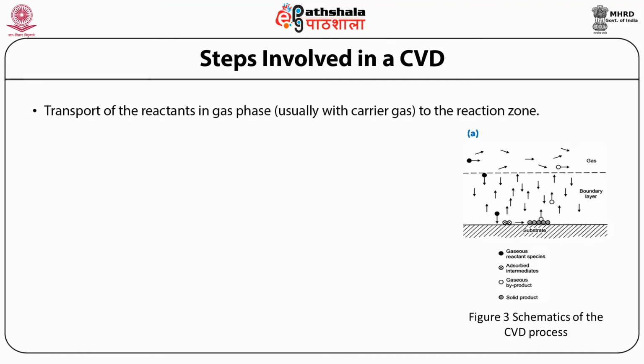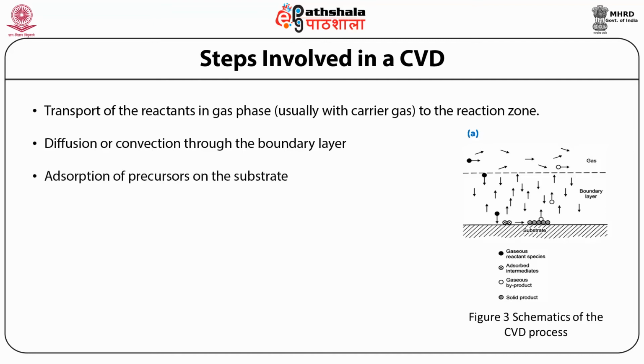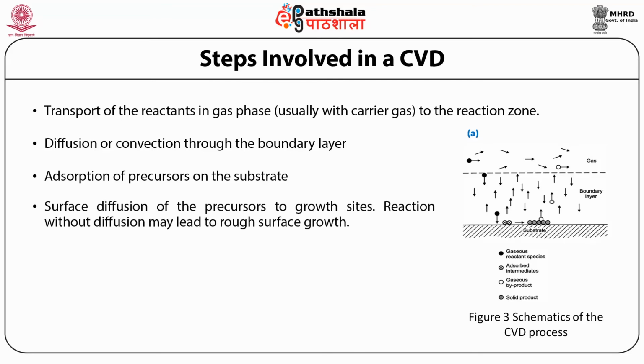Firstly, the transport of the reactants in gas phase, usually with carrier gas, takes place to the reaction zone. Then, the diffusion or convection takes place through the boundary layer. Adsorption of precursors takes place on the substrate. This is followed by surface diffusion of the precursors to growth sites. Reactions without diffusion may lead to rough surface growth.